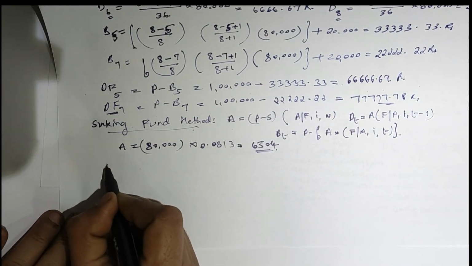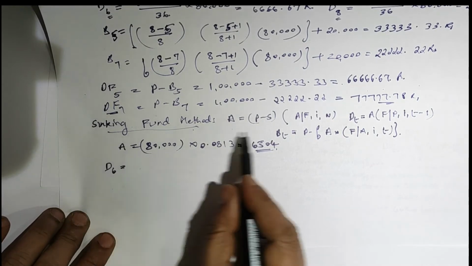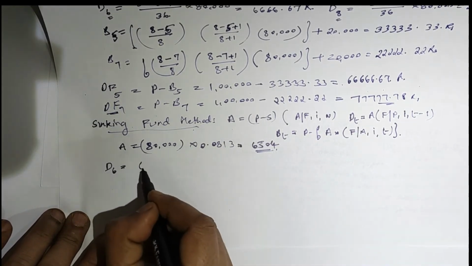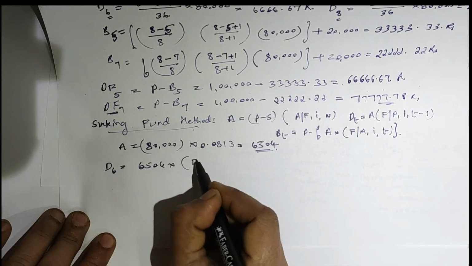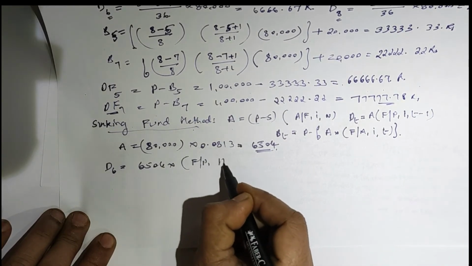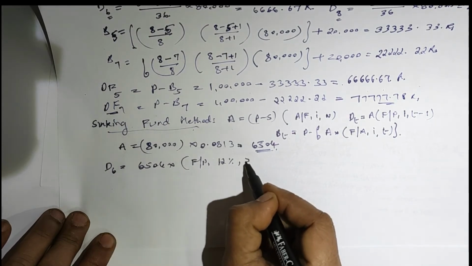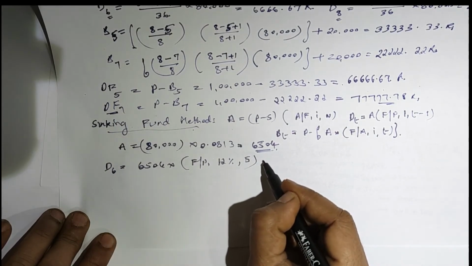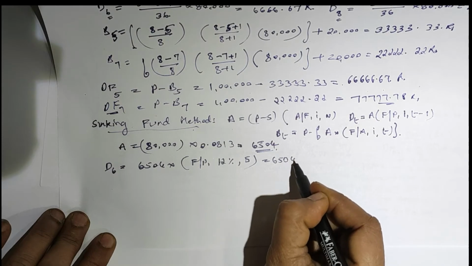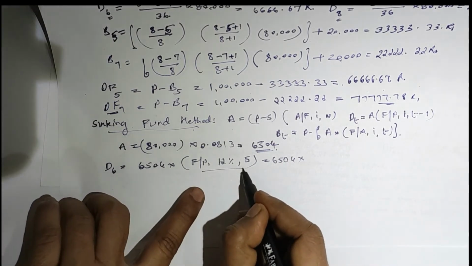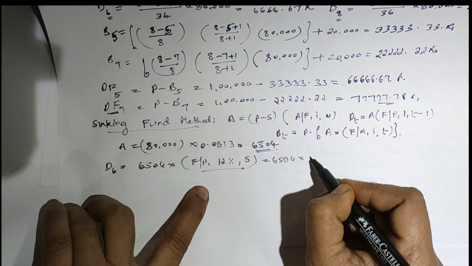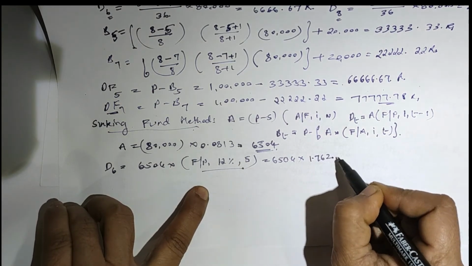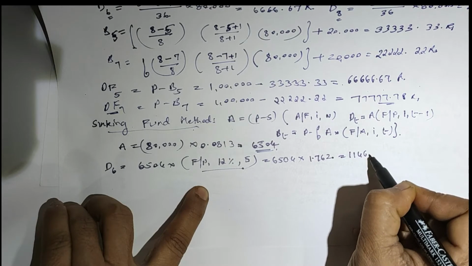So now let us go to D6. D6 means it is 6504 into F given P 12%, T minus 1, 5. So it comes to 6504 into this value, 1.762, so 11,460 rupees.